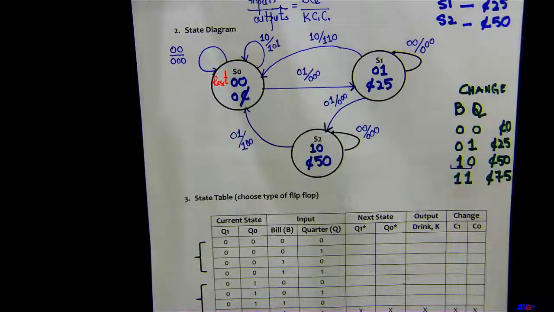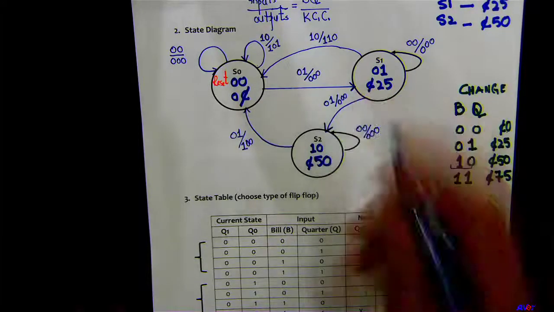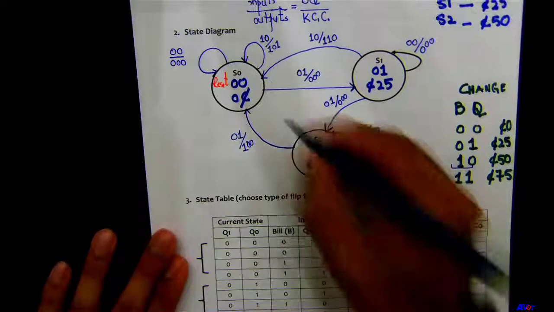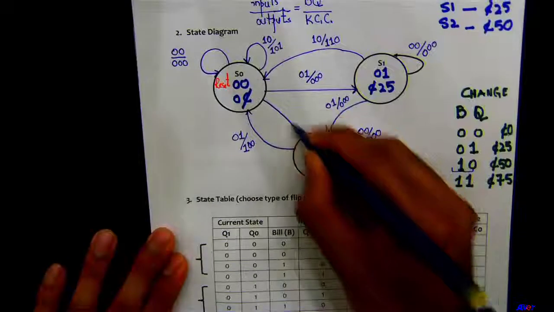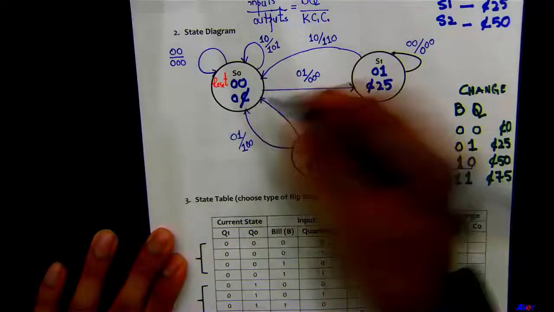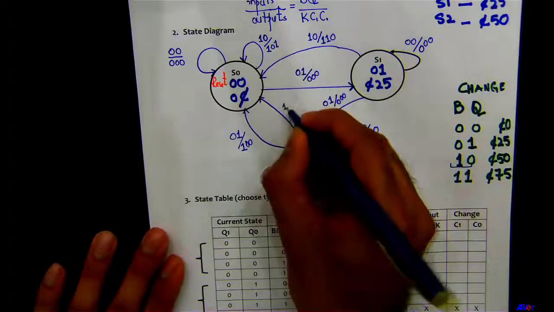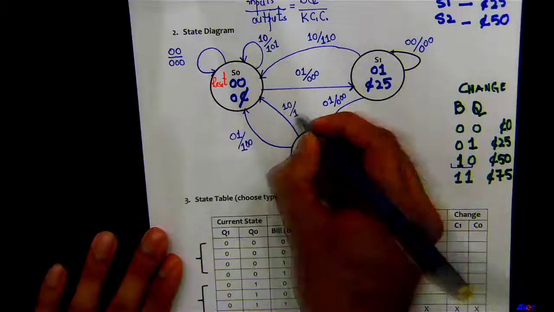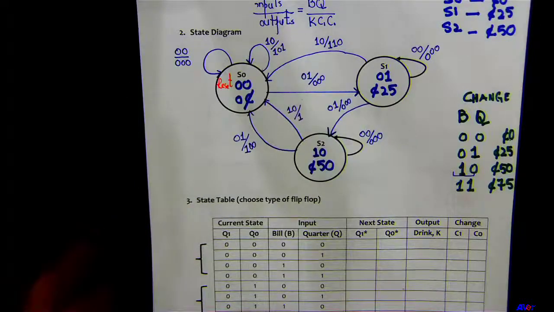What's the third option? Here, bill is 0. Bill is 1 and quarter is 0, which would mean the next state would be what? The next state would still be S0. It's just the change is going to change, right? So bill is 0, quarter is 1. It's going to dispense the product, drink. What's going to be the change?